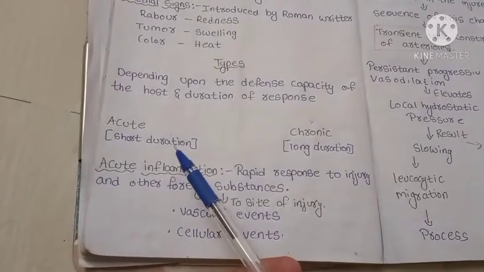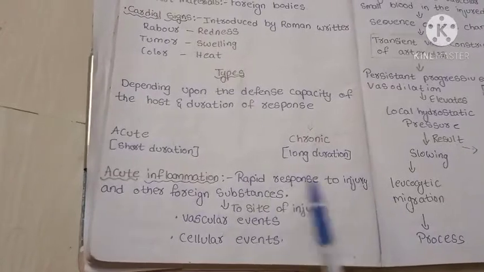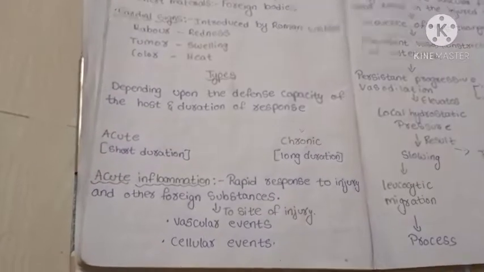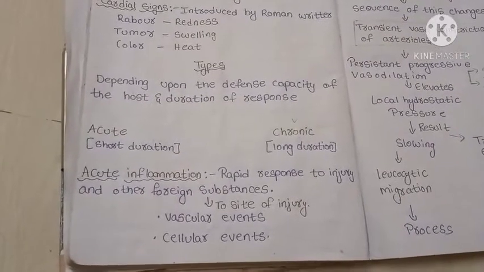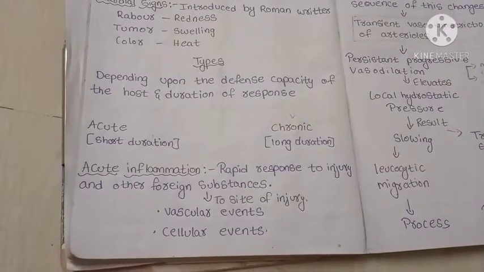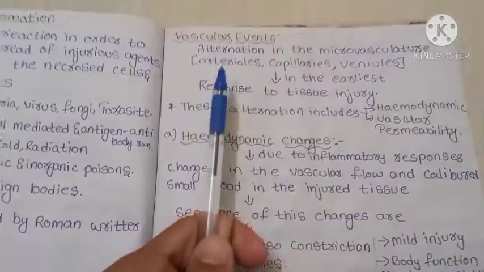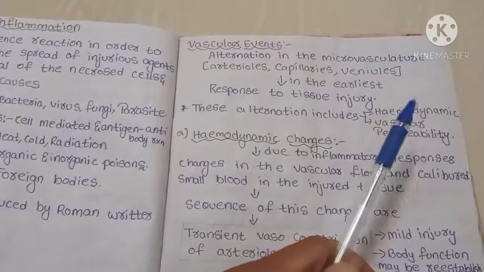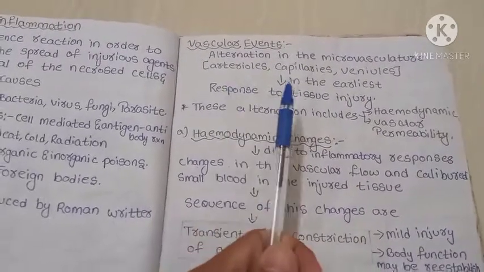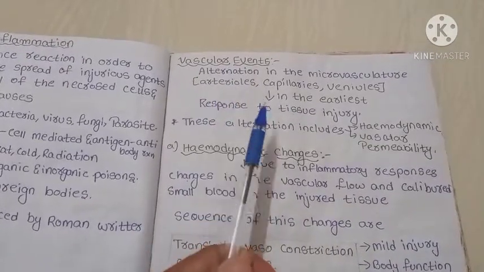Acute is of short duration. Acute inflammation is a rapid response to injury and other foreign substances at the site of injury. Under acute inflammation, there are two events, that is vascular events and cellular events. Now we will see vascular events. It is the alteration in the microvasculature like arterioles, capillaries and venules. When the alteration occurs, it is known as vascular events.